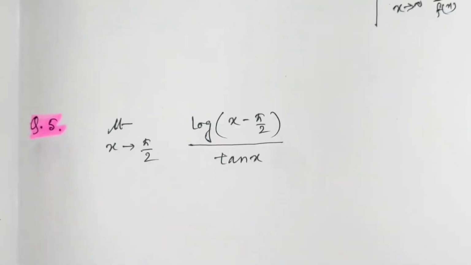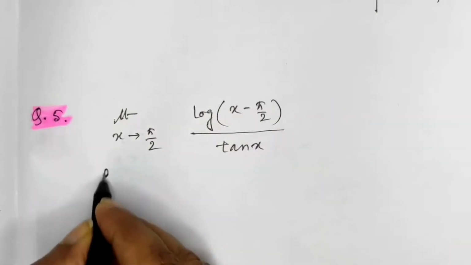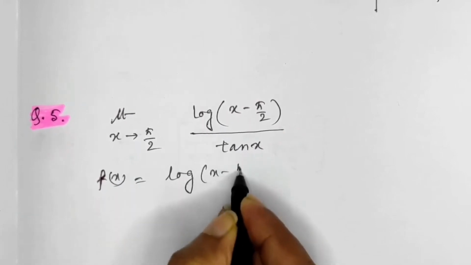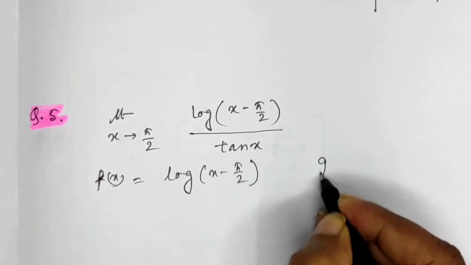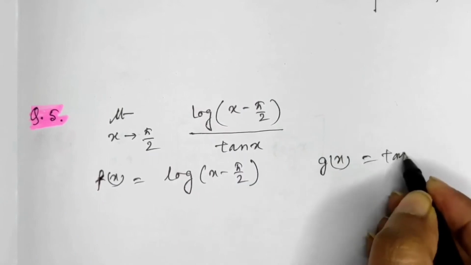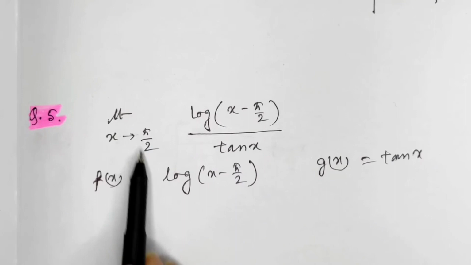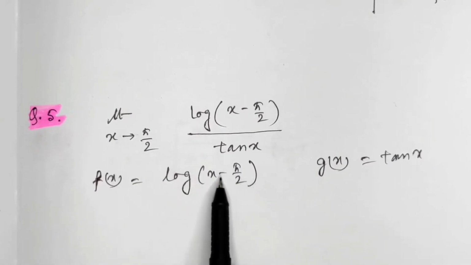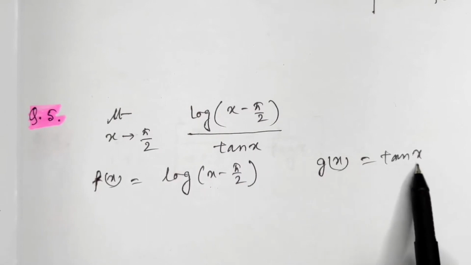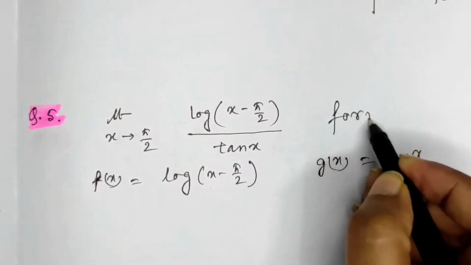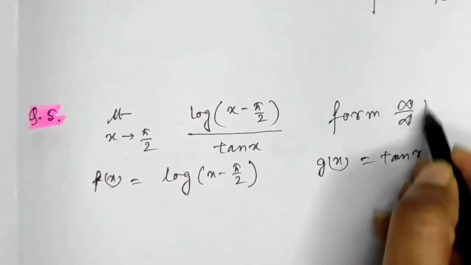So now here is one more example, where f(x) is log of (x minus pi by 2) and g(x) is equal to tan of x. I hope you can understand that when x tends to pi by 2, we find it is log 0. Log 0 is always infinity, and g(x) is tan pi by 2, which is also infinity. So this is in the form of infinity by infinity.